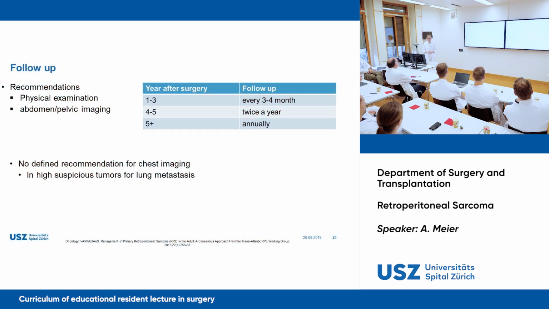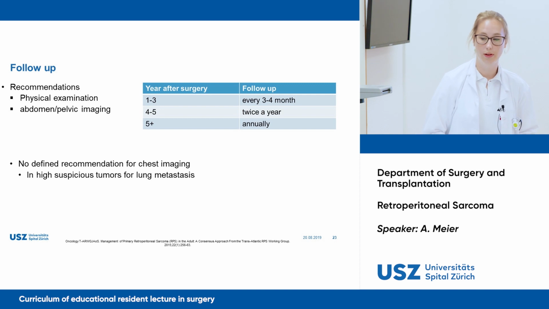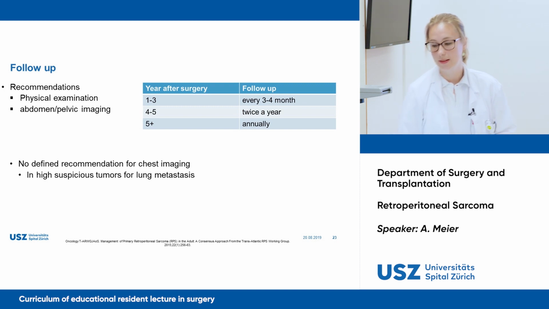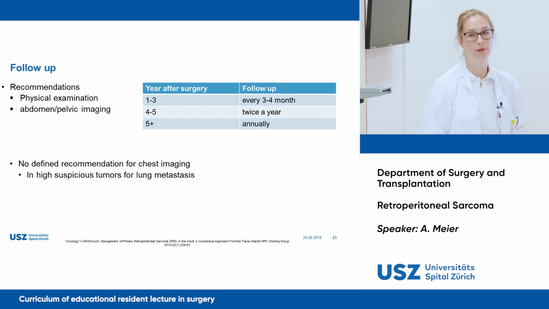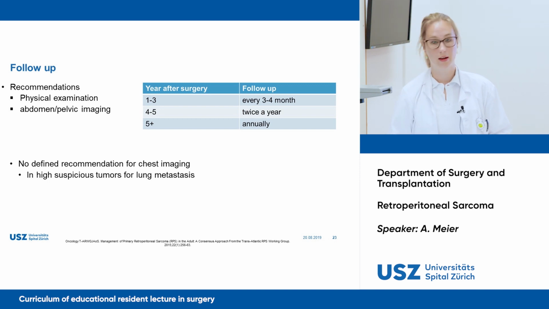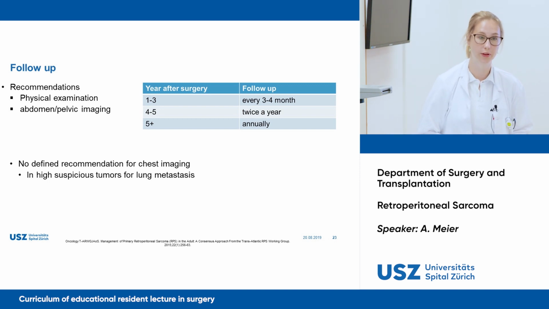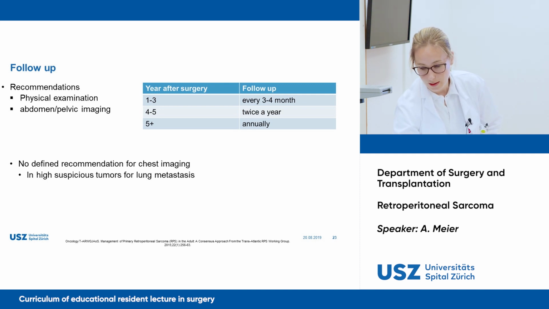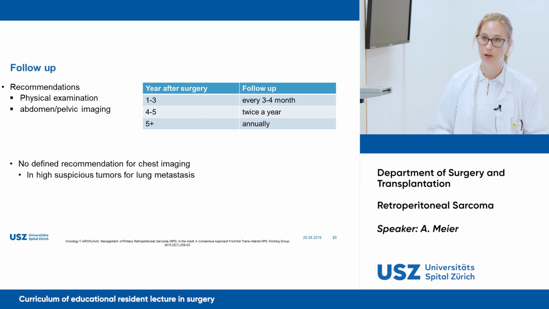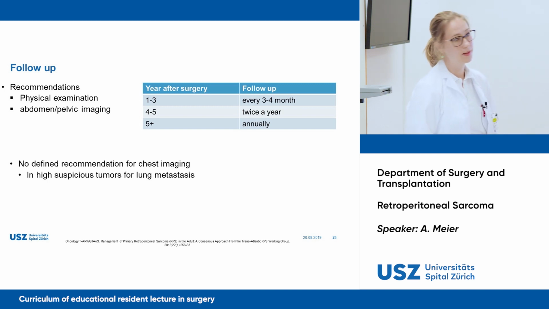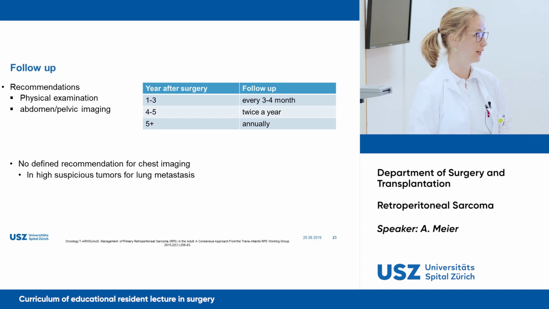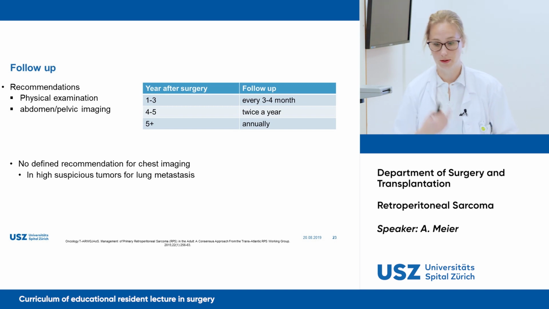The follow-up of these patients is recommended to do a physical examination and to do abdomen and pelvic imaging. This is more or less, for the first 3 years, every 3 or 4 months. Afterwards, if this is negative, we can go twice a year in the 4th and 5th years after surgery. And after more than 5 years, if there is also nothing found, we can go annually. But there is no defined recommendation for chest imaging. But in high-grade tumors, and if there are any lung metastases or any potential to metastasize, it's indicated to do also a chest scan.